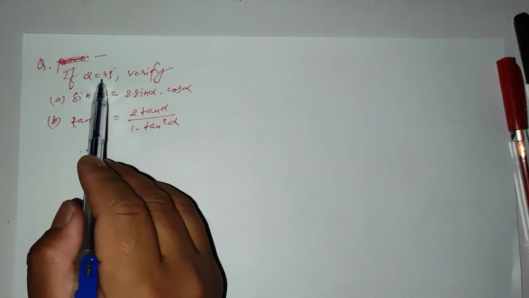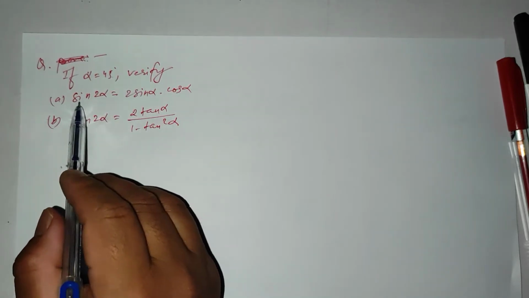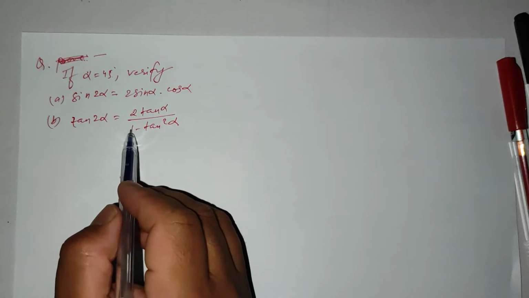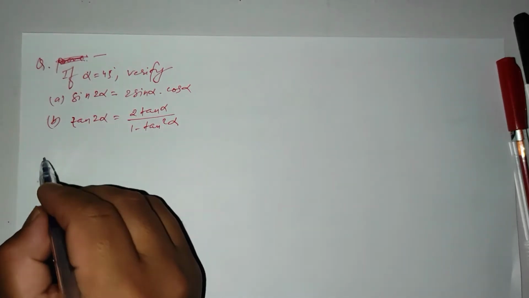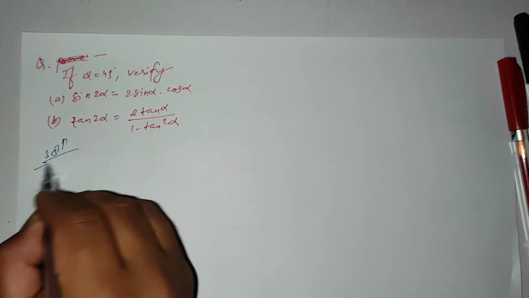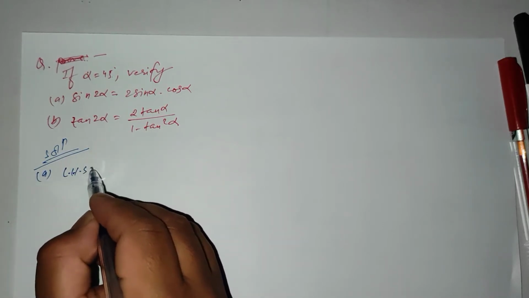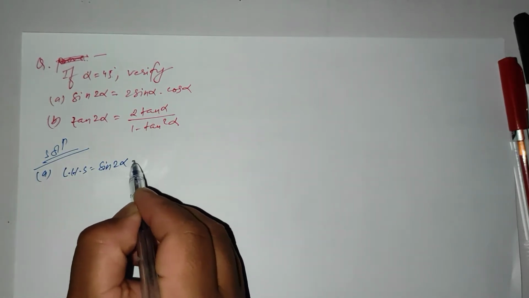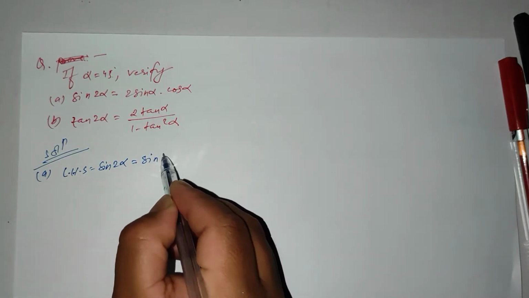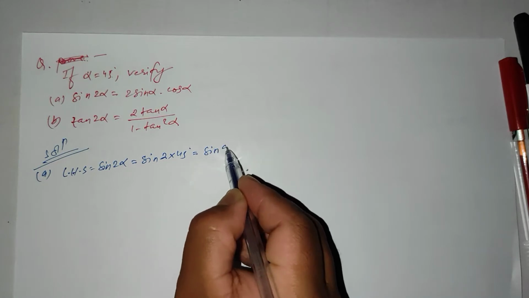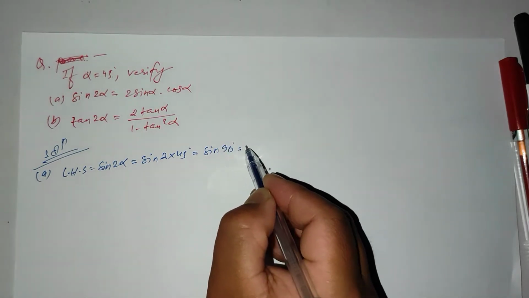If alpha equals 45 degree, verify sin 2 alpha equals 2 sin alpha cos alpha and tan 2 alpha equals 2 tan alpha divided by 1 minus tan square alpha. Solution. Let's solve number A first. In number A, we have left hand side sin 2 alpha. That will be equal to sin 2 into 45 degree, which is sin 90 degree. Sin 90 degree equals 1.